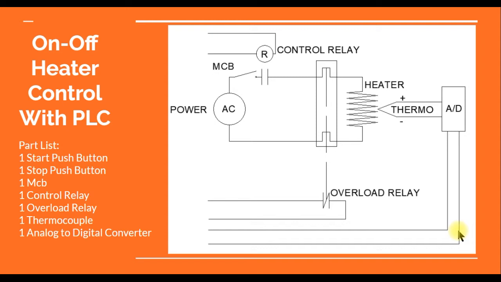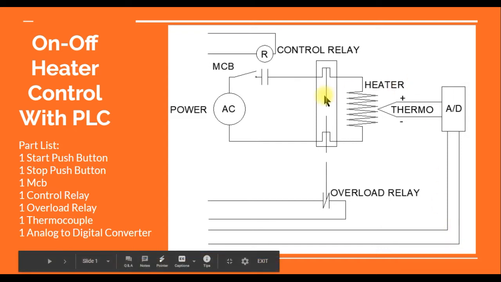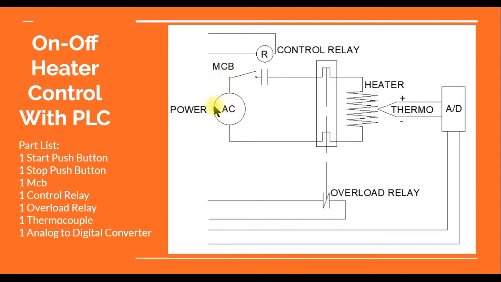Okay, today we're going to talk about on-off heater control with PLC. So I have a simple circuit here where we have an AC power. It can be 100 volt or 200 volt range. I have an MCB here. I have a control relay here. I have an overload relay here. And a heater coil, a thermocouple, and an AD converter.